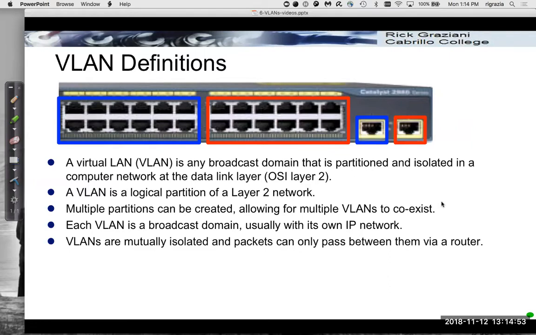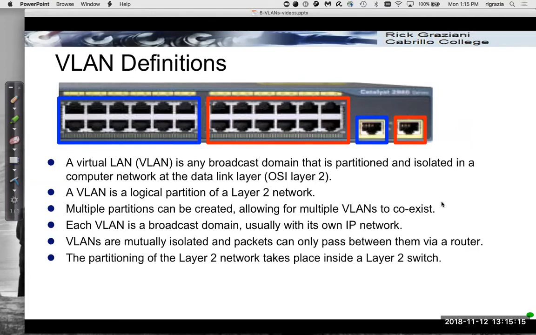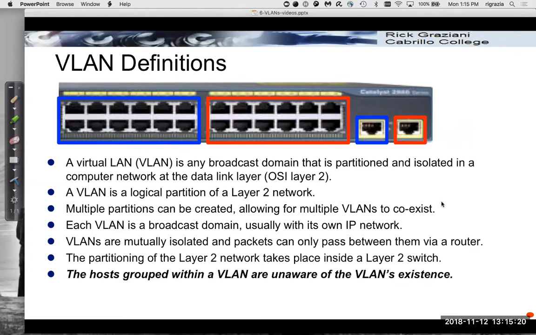And I'm going to show you this in a moment: even if the devices were on the same VLAN but different subnets, they still need a router to communicate. Remember, a device lives in a bubble. It only knows its own IP network information. I'll come back to that in a moment. Okay, so the partitioning of the VLAN happens in the switch. The devices connected to the switch are completely unaware of any association with VLANs.